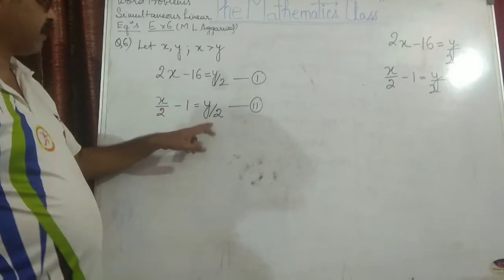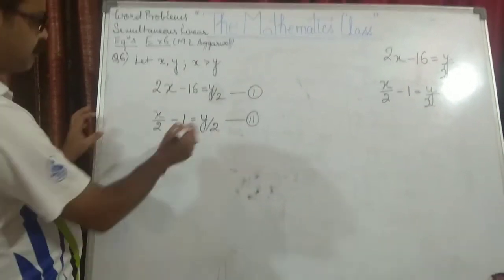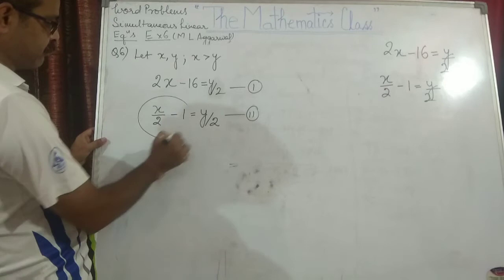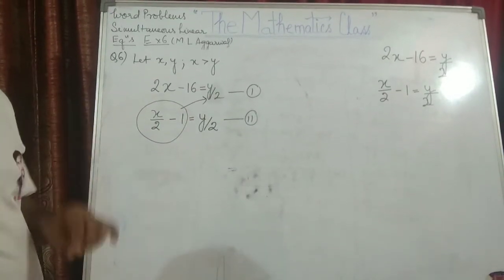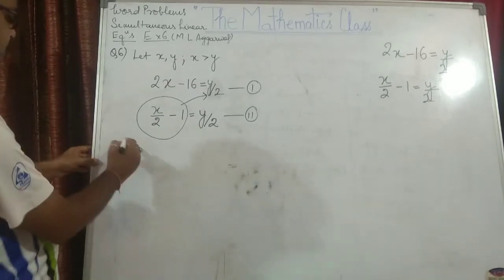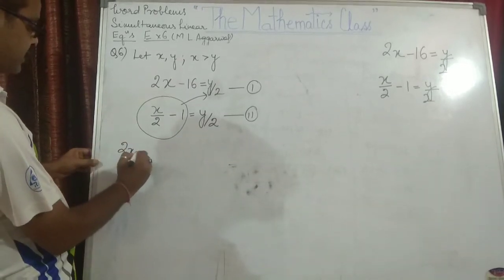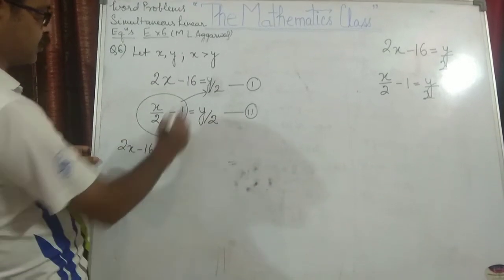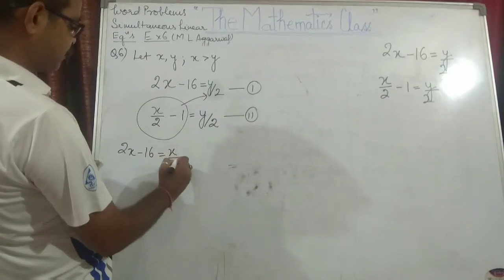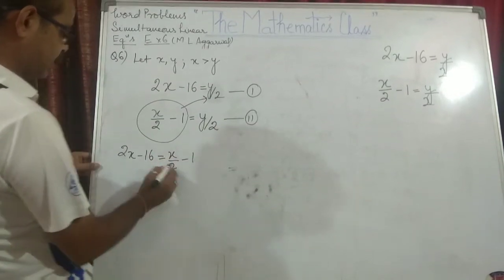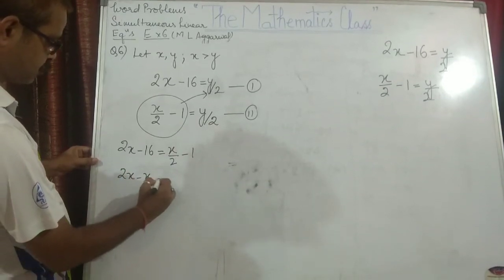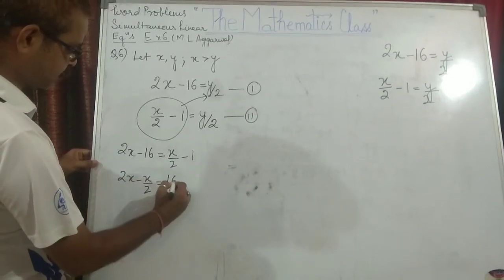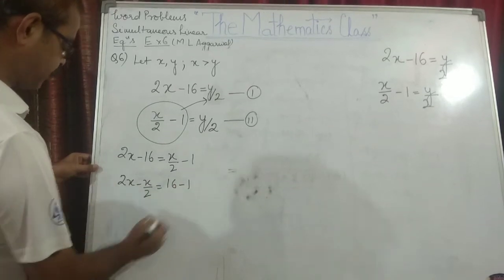So in place of y by 2, we can put this total value in this place. Means we are using substitution method. So I am writing 2x minus 16 is equal to y by 2, means x upon 2 minus 1. This x upon 2 comes this side, 2x minus x upon 2. This 16 goes to that side. So 16 minus 1.